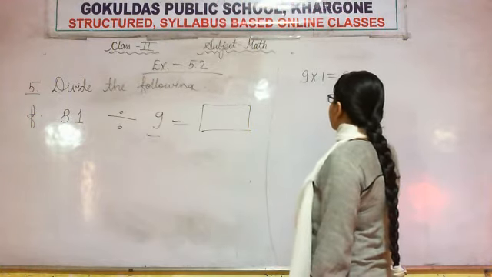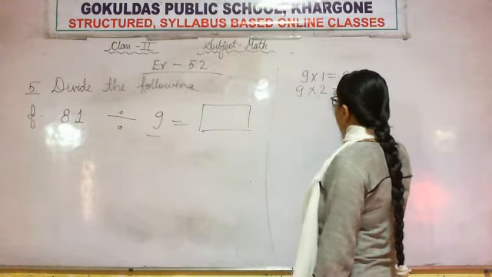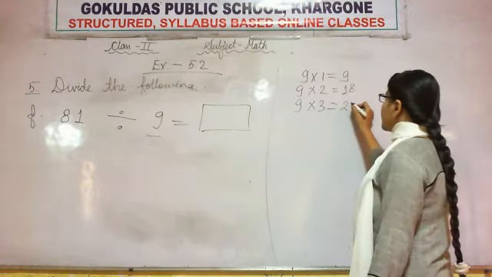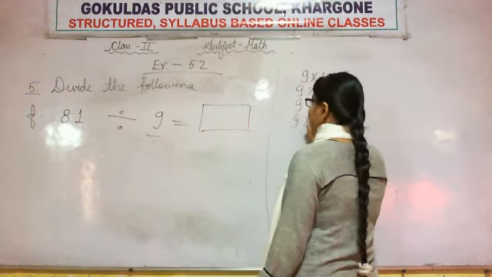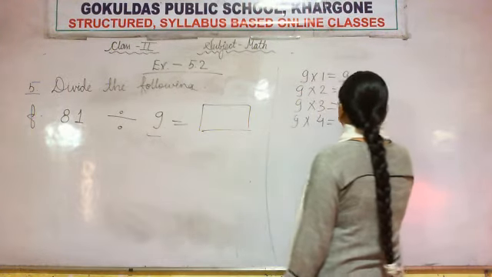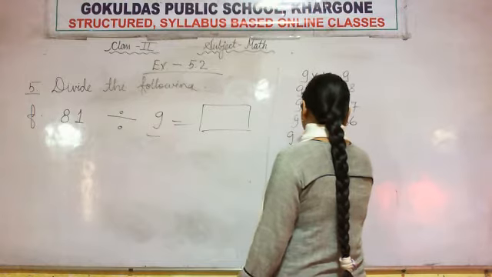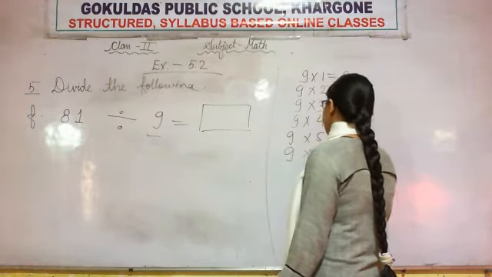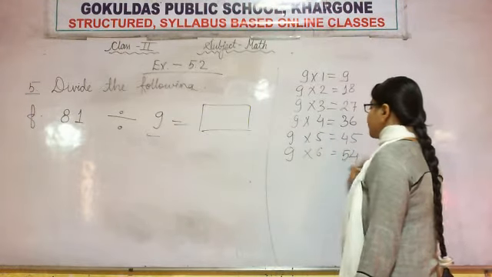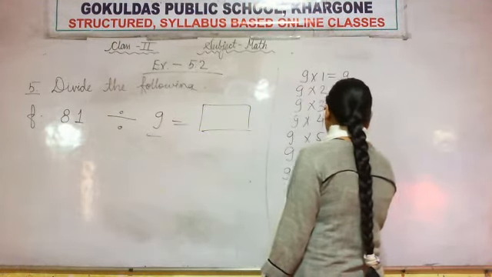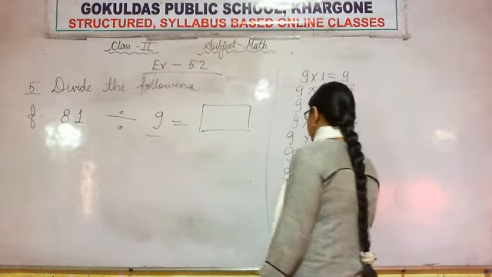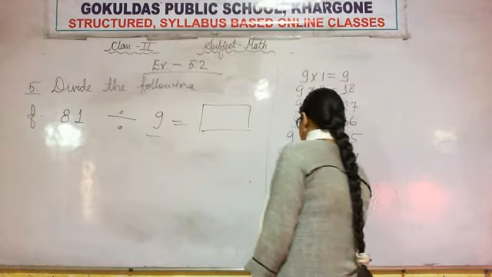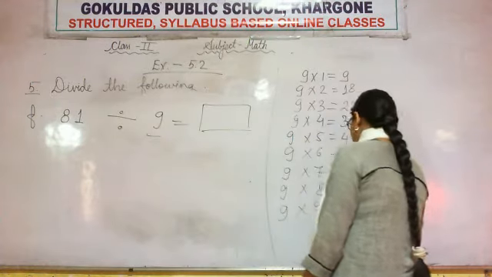9 ones are 9, 9 twos are 18, 9 threes are 27, 9 fours are 36, 9 fives are 45, 9 sixes are 54, 9 sevens are 63, 9 eights are 72 and 9 nines are 81.